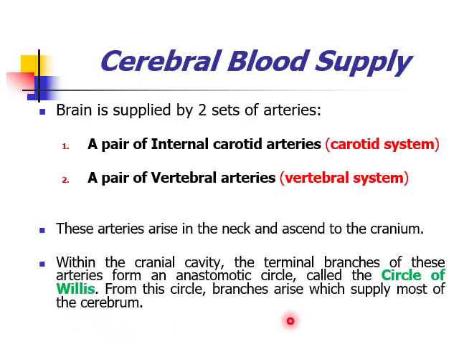This circle of Willis gives off branches. Some of these branches we will call cortical branches, supplying the outer surface of the brain. And other branches from this circle of Willis will supply the deep structures of the brain, so we will call them central branches. All the branches come from the circle of Willis and the arteries contributing into it.